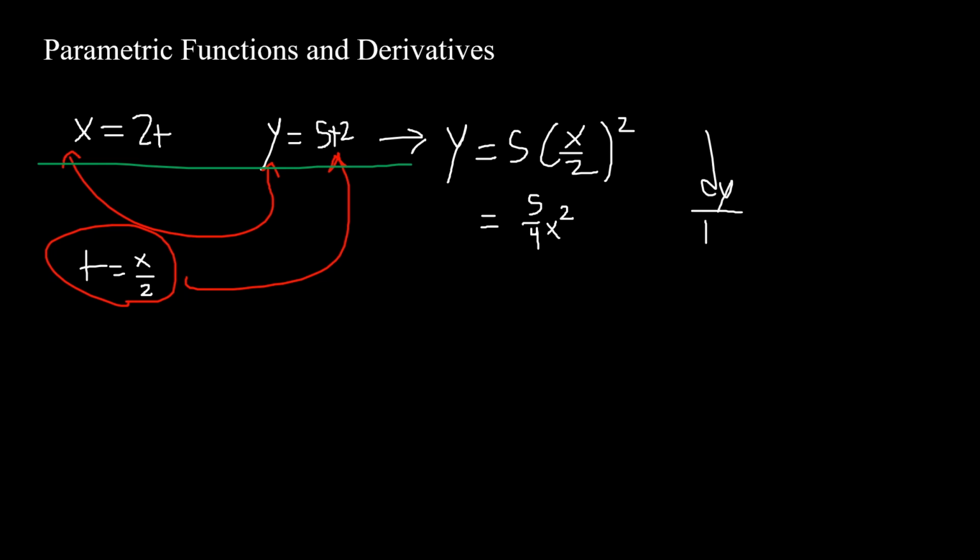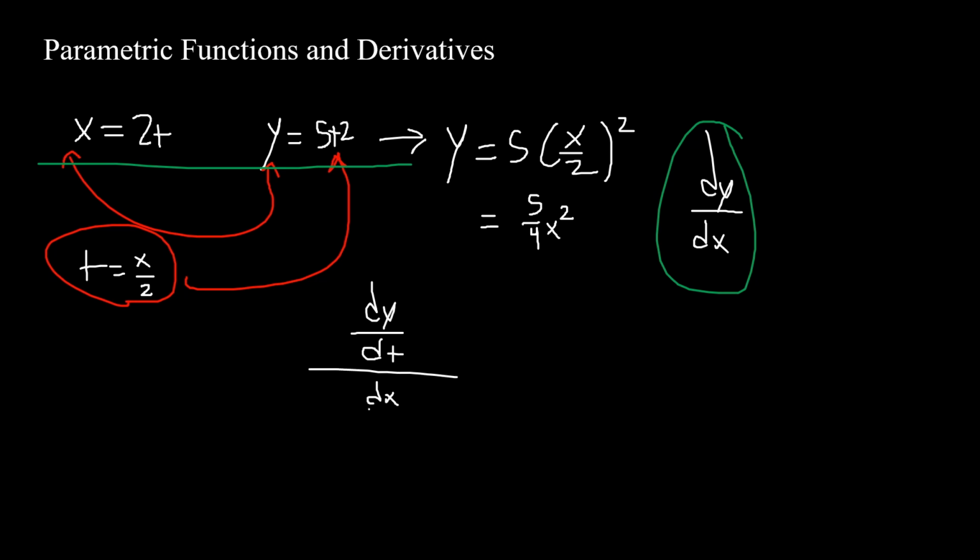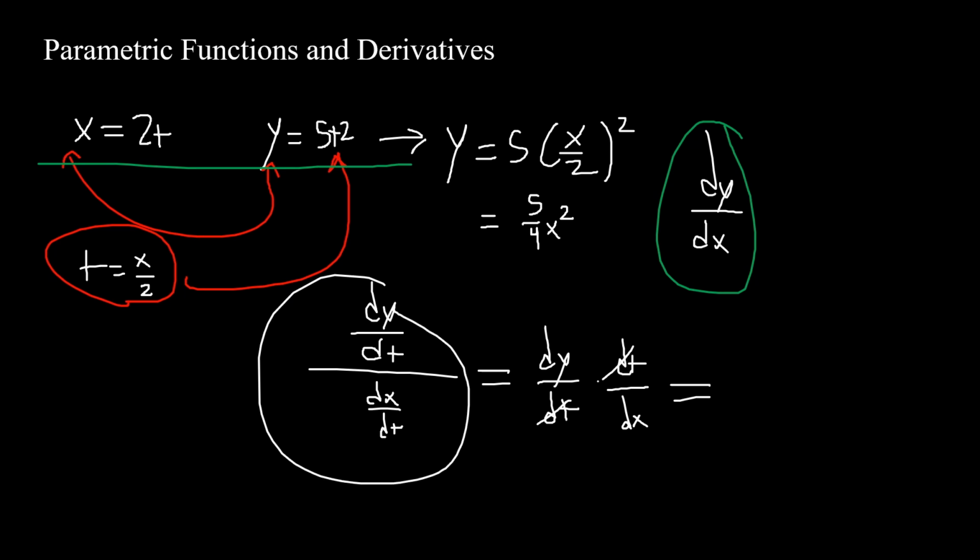Now going back to our previous example, we want to find dy over dx. This is our goal. As we've proved, we can find dy over dt and then divide that by dx over dt. I'm going to do the dividing by a fraction is the same as multiplying by its reciprocal one more time to demonstrate the idea of how we get dy dx. And we see that this results in dy dx.